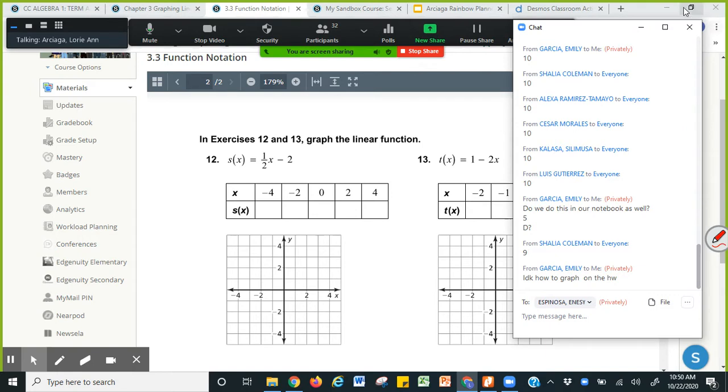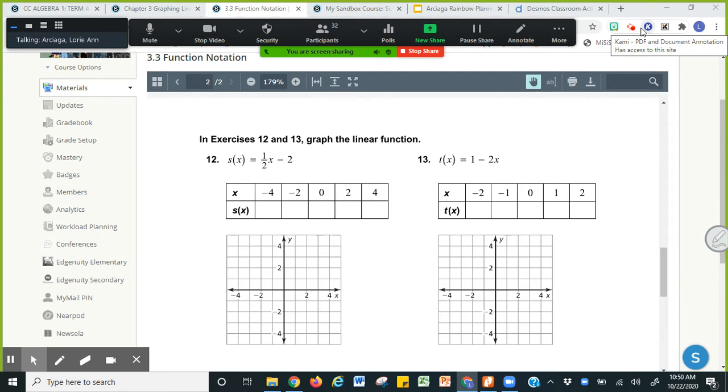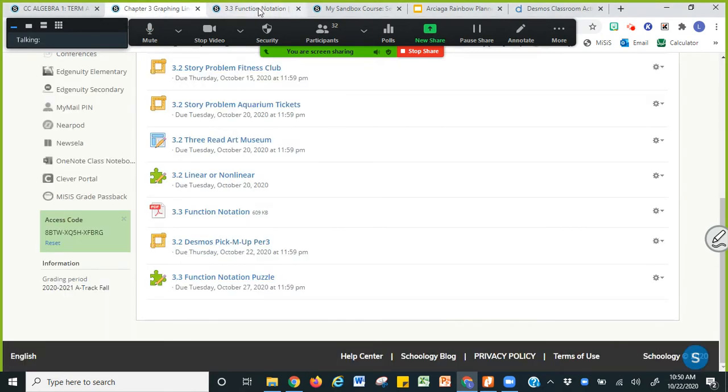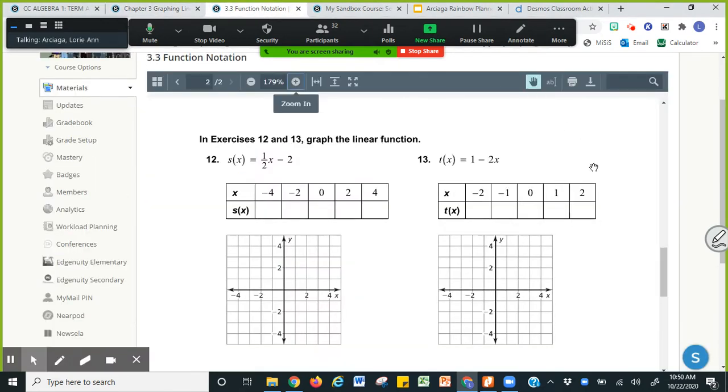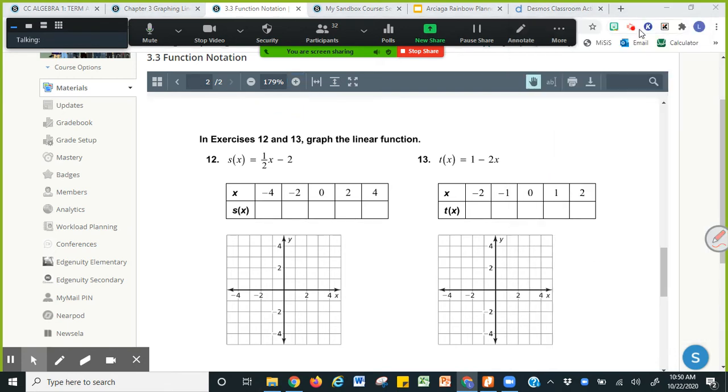I don't know how to graph on the homework. Okay. Is that on the museum problem? Yes? Okay. Let's see. When you say you didn't know how to graph, is it on paper or on decimals? So I could be more specific when I teach it to you on the decimals. Okay. All right. So let's do this and then we go to decimals after.